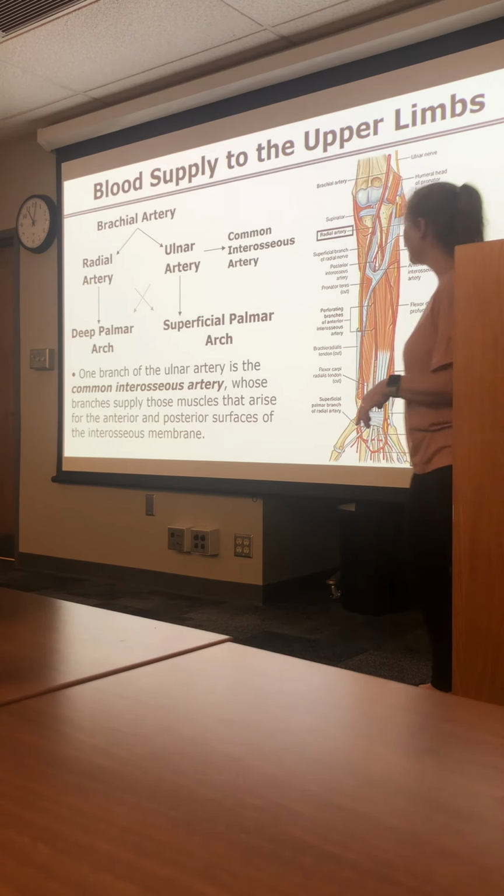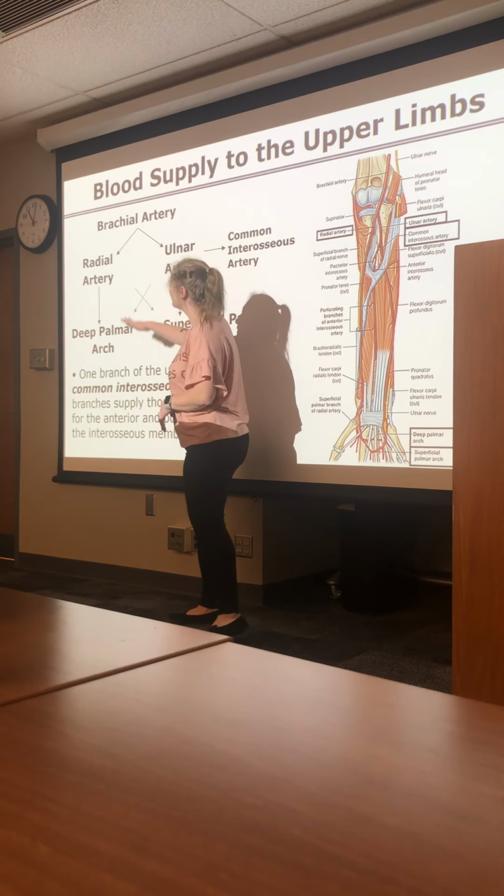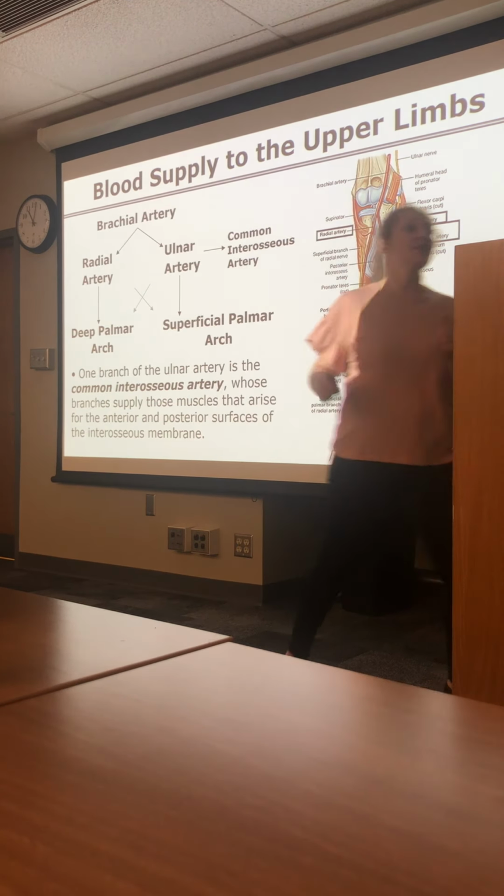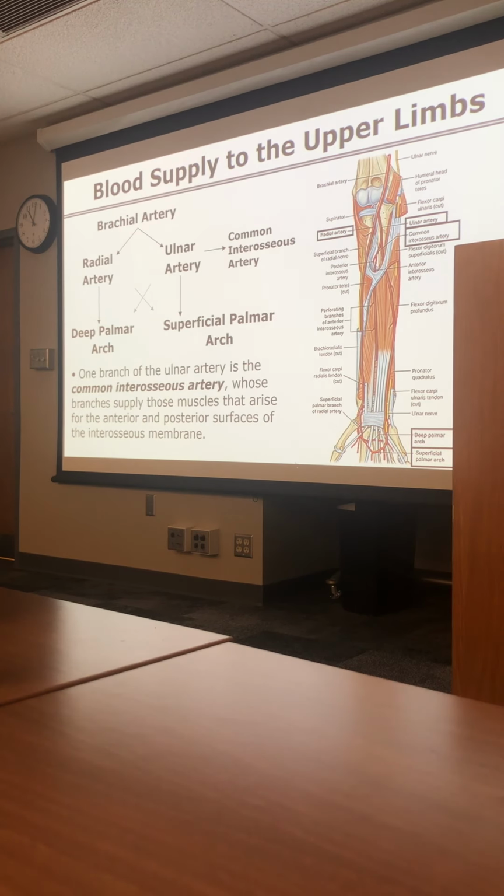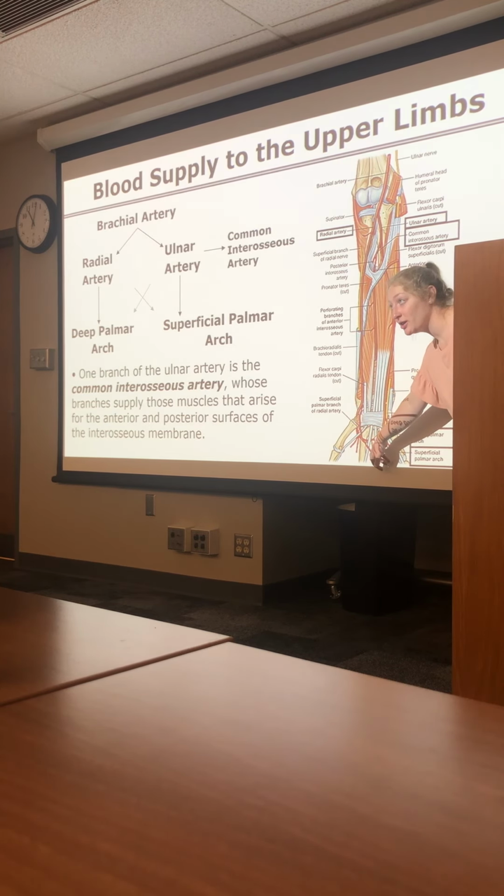And I believe that this crisscross is depicting that you can see here the superficial palmar arch from ulnar, and radial actually gives off a branch that's going to anastomose with this arch off of ulnar, so they connect to each other. So it's kind of like two connections, but the main contribution of this superficial palmar arch is ulnar, and the main contribution of the deep palmar arch is radial.